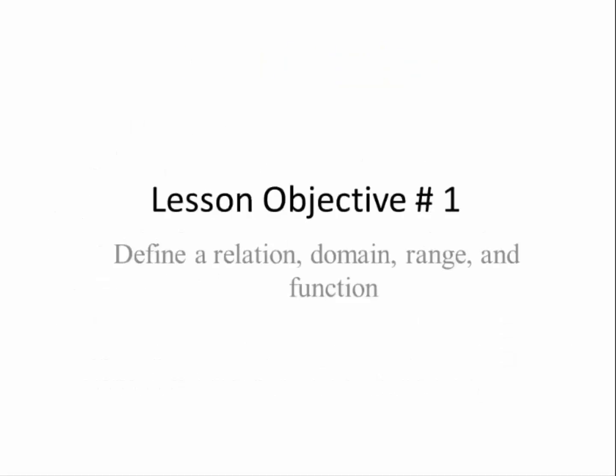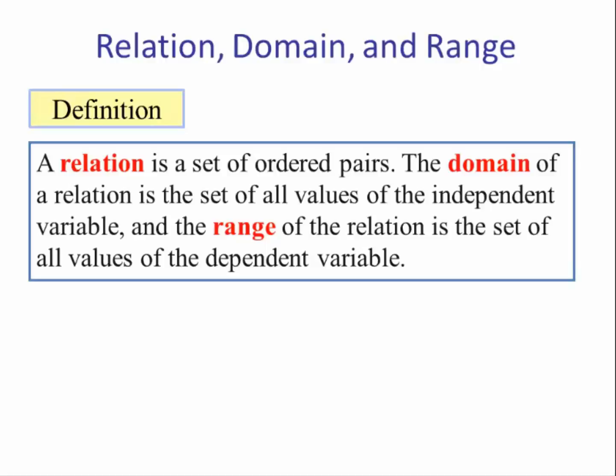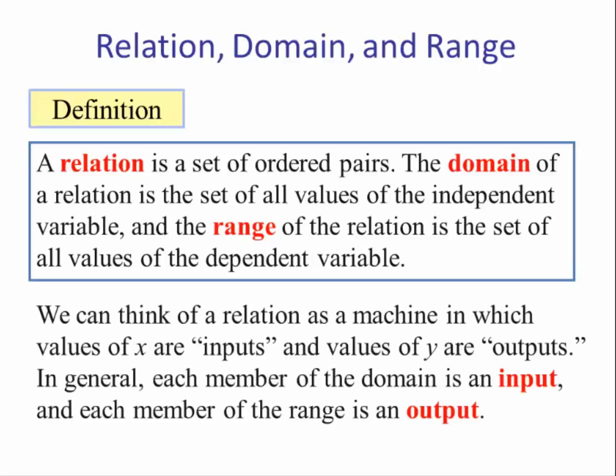Lesson objective. Definition. A relation is a set of ordered pairs. The domain of a relation is the set of all values of the independent variable, and the range of the relation is the set of all values of the dependent variable. We can think of a relation as a machine in which values of x are the inputs and values of y are the outputs. In general, each member of the domain is an input and each member of the range is an output.